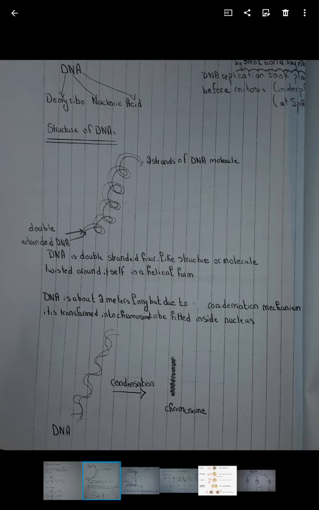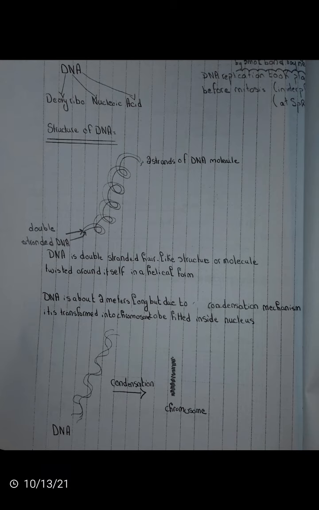Now, let's talk a little bit about DNA. What is DNA? What does this term stand for? DNA is deoxyribonucleic acid. When talking about the structure of DNA, you should memorize this, guys. DNA is double-stranded, made up of two-stranded molecules. It is a hair-like structure, especially like curly hair, a molecule twisted around itself in a helical form.